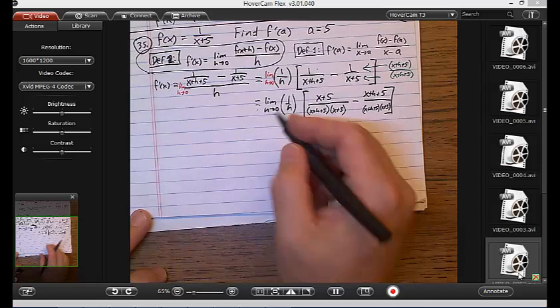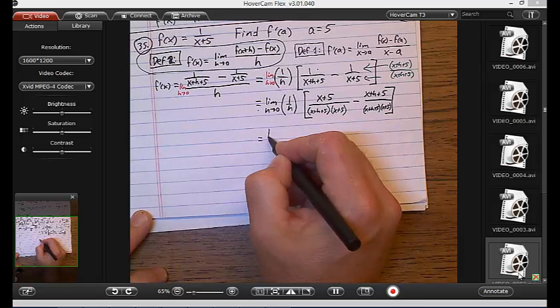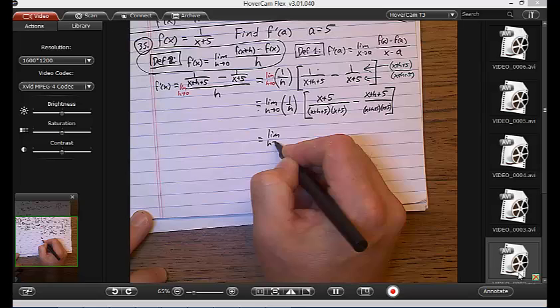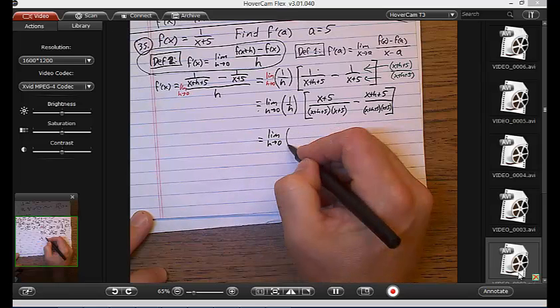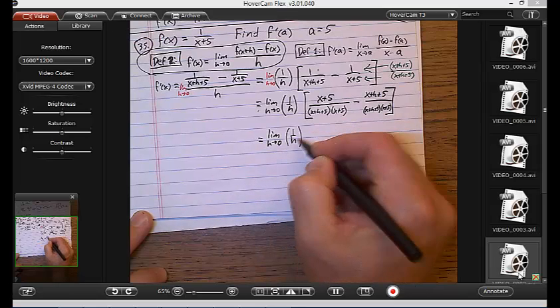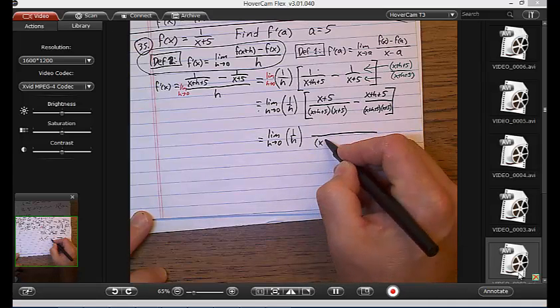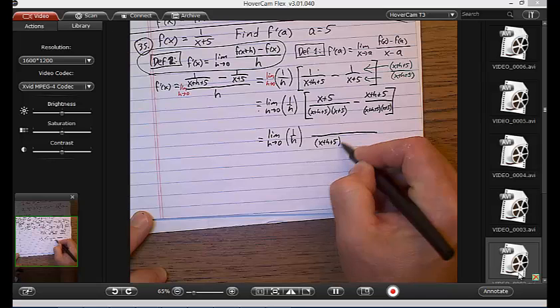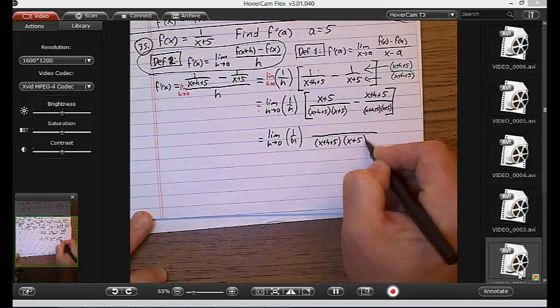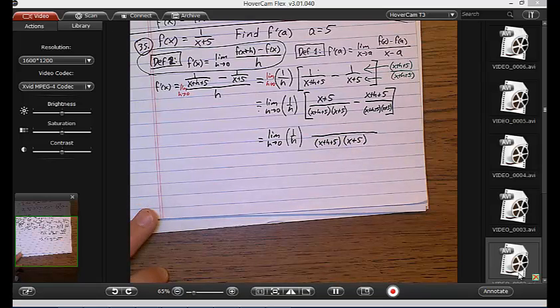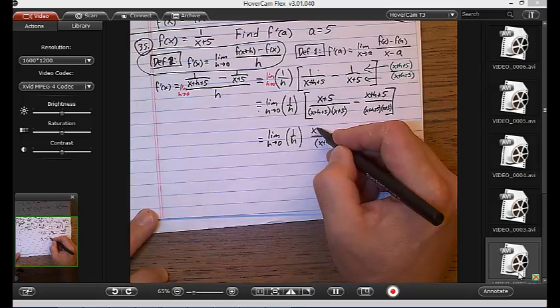Okay, so we have now the limit as h approaches 0 of 1 over h times, and now you could subtract the fractions and you'll get x plus h plus 5 times x plus 5 in the denominator. And in the numerator, you just have to do x plus 5.